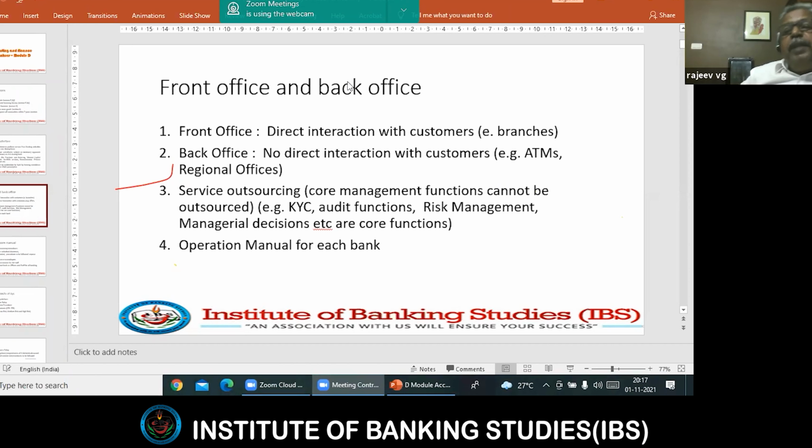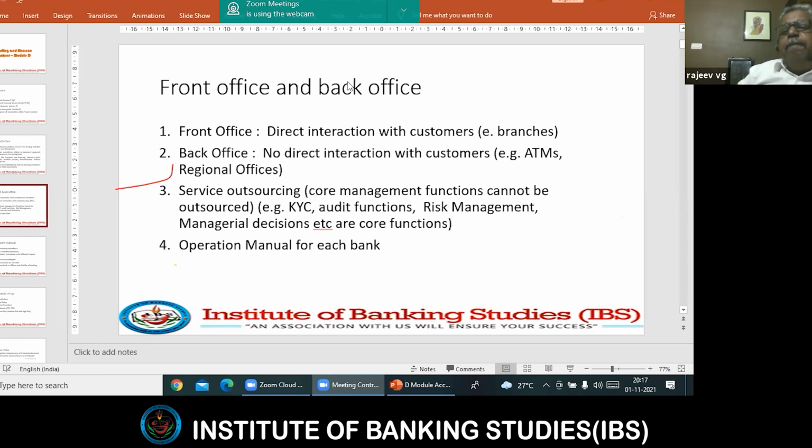See, while permitting outsourcing, Reserve Bank of India has put the restriction that core management functions of the bank could not be outsourced. What are all the core functions? KYC, KYC compliance, audit functions, risk management, then managerial decisions, the persons who are taking managerial decisions, then investment decisions. Investment decisions are also one of the most important core functions. This cannot be outsourced.